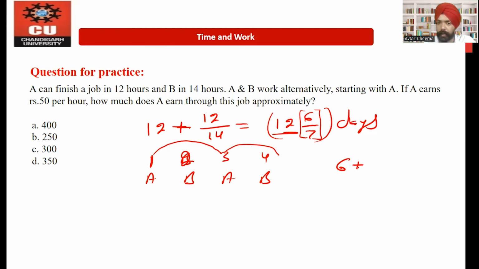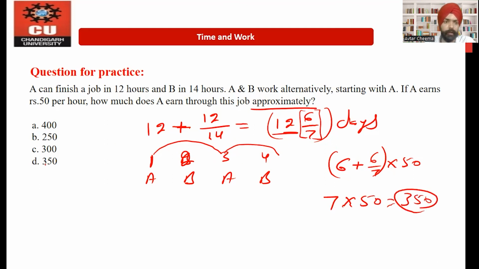So 6 plus 6/7. And each hour A is earning 50. So 50 multiplied by this part. This is approximately 7 because we have to find the approximate answer. This is approx 7. So 7 multiplied by 50, that is 350. So the answer for this one will be D, that is 350.